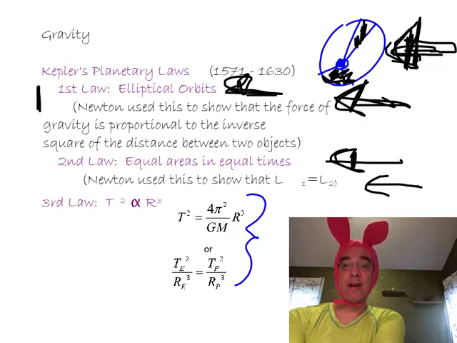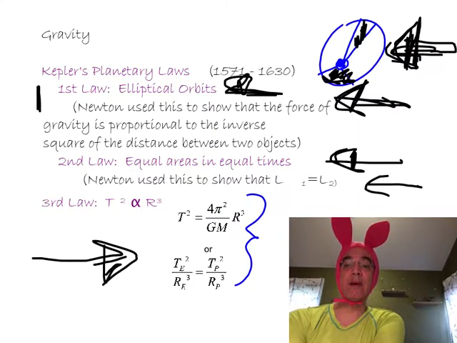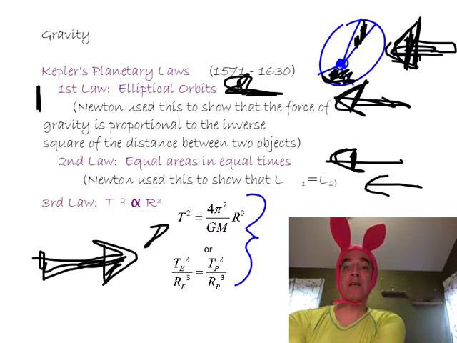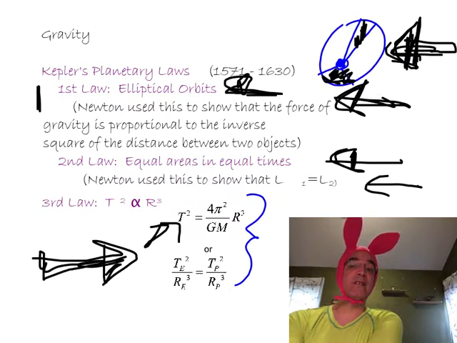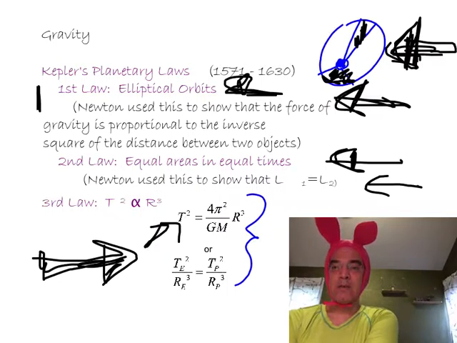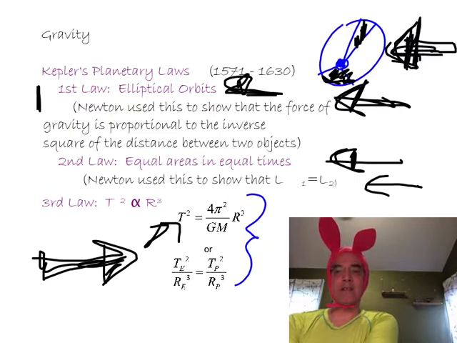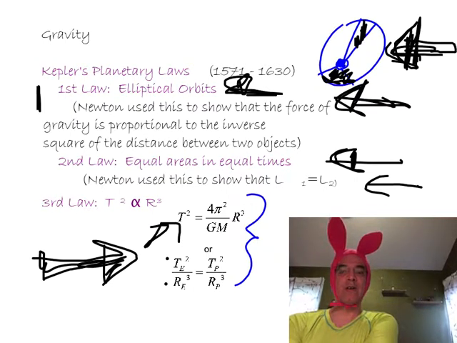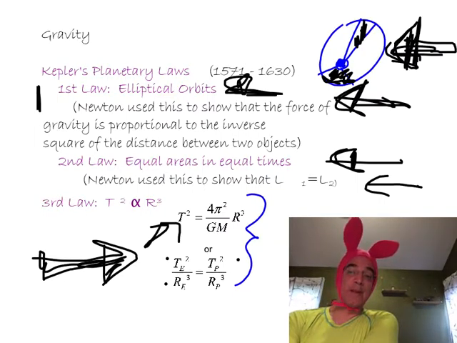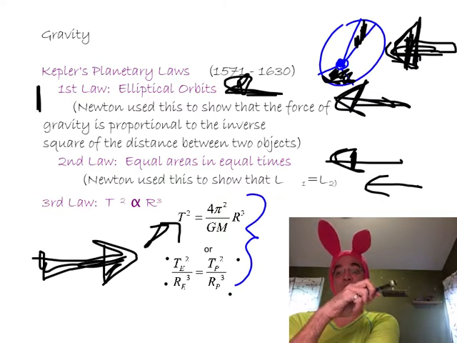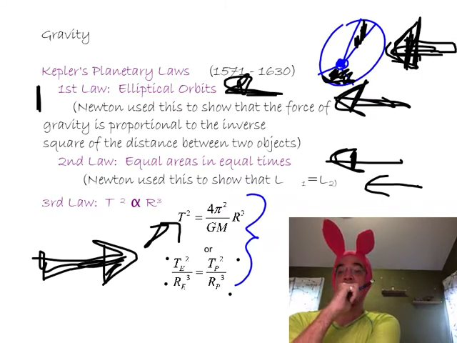And the last law, the third law, says that the period, the amount of time it takes to go all the way around in an orbit, is proportional to r cubed. And so this is the actual equation. But a lot of times we say that since T squared is proportional to r cubed, we can say that T of the Earth squared over radius of the Earth cubed is equal to the T squared of any other planet over the radius of that planet cubed. So I can find the period of Jupiter, the period of Mars, the period of all the different other planets, and you will.